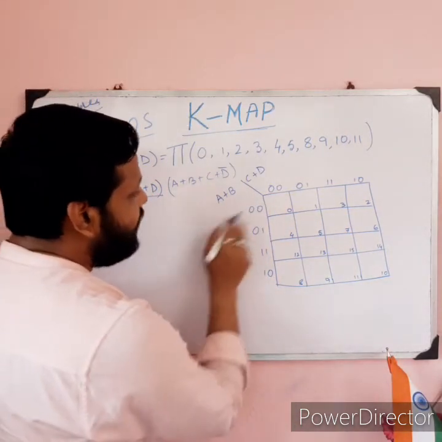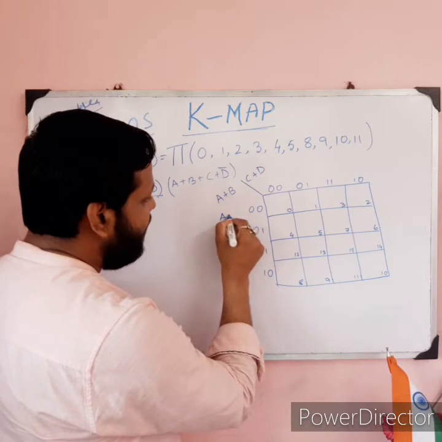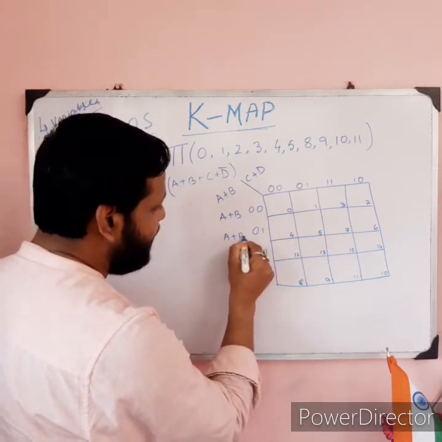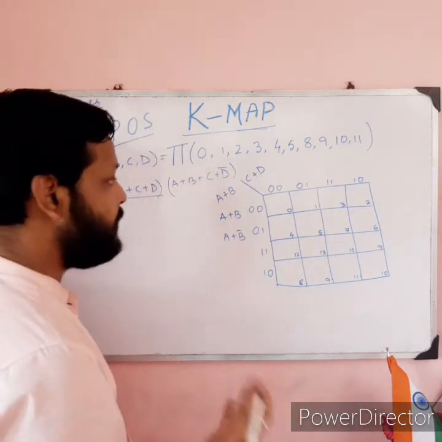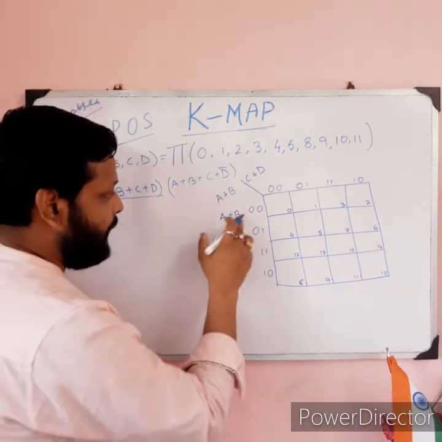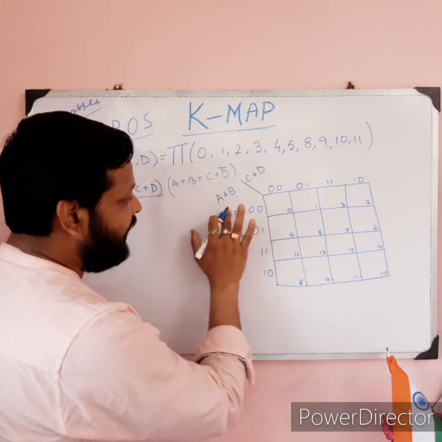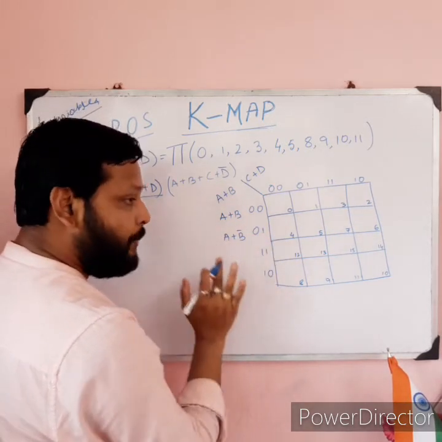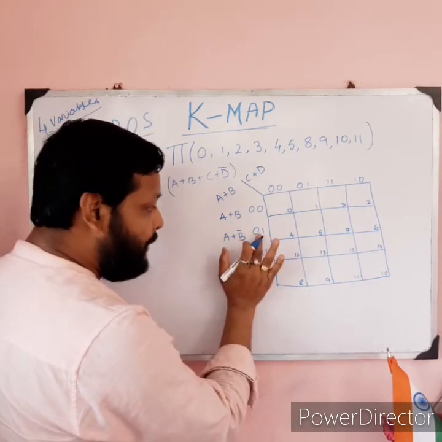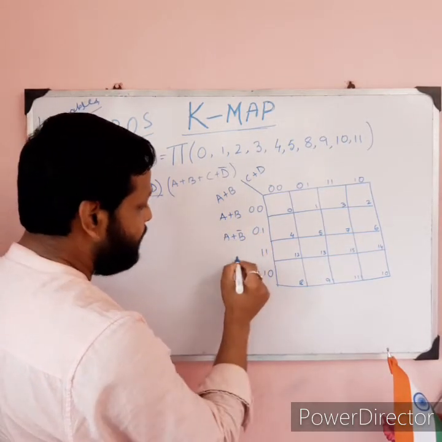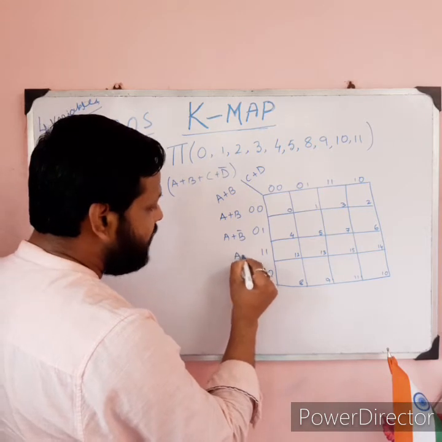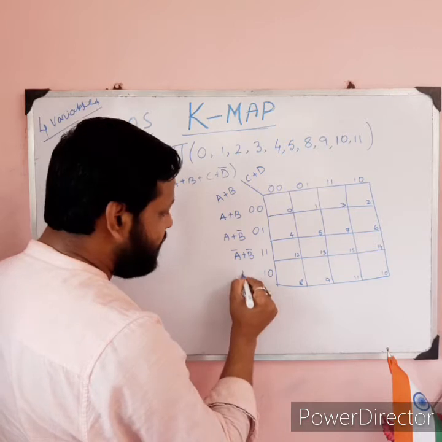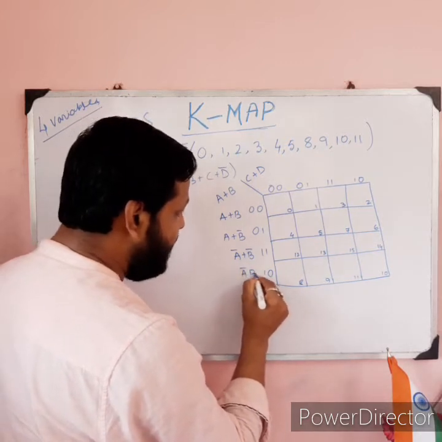When we write down the term here, this one is A plus B, this one is A plus B complement. This is the difference between SOP and POS. In SOP, for 0, 0 we wrote A complement, B complement, but here A plus B. For 0, 1 in SOP we wrote A complement B, but here we write A plus B complement. 1, 1 is A complement plus B complement, and this one is A complement plus B.